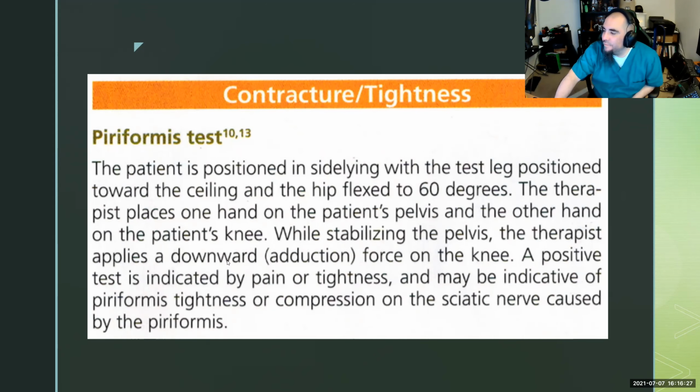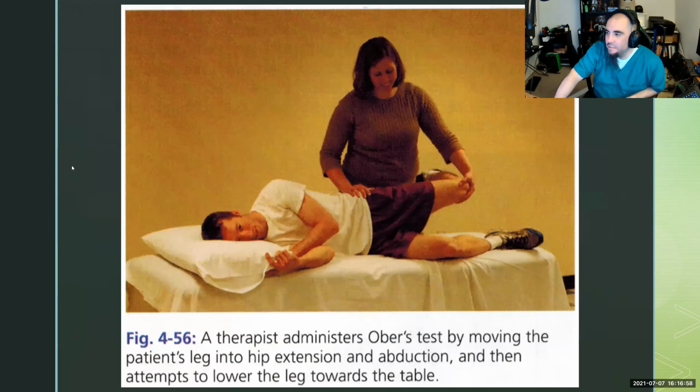There's not a good picture of this one. I've got a good video that I'll show when we do this one. But basically, patient's going to be positioned side lying, one leg up like this. Therapist puts one hand on the pelvis, the other on the knee, and you're going to push down. And when you push down an adduction force, it's going to stretch out that piriformis. And if it's really tight, the patient will go, ow, or hey, the back of my leg is burning, because the sciatic is now being pinched down on. Not as common as something like the Ober test, but it's out there.